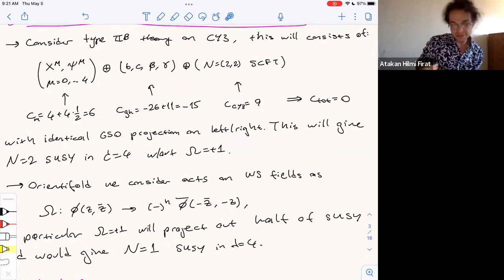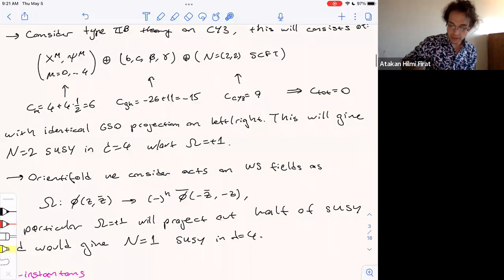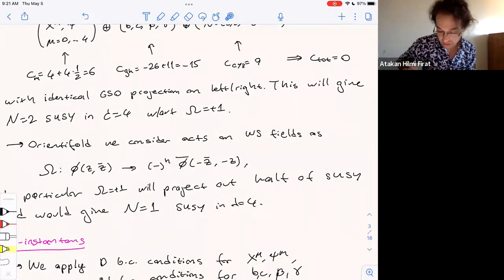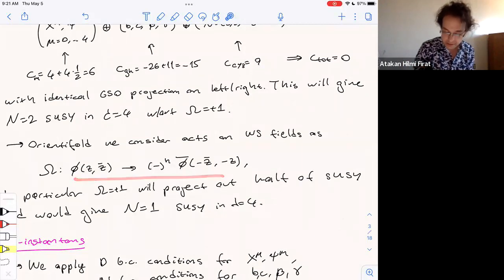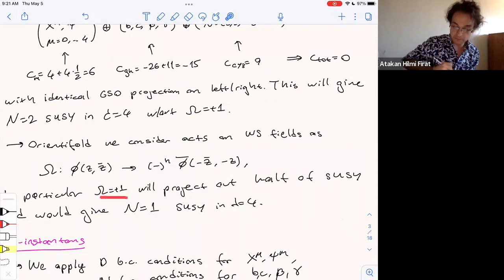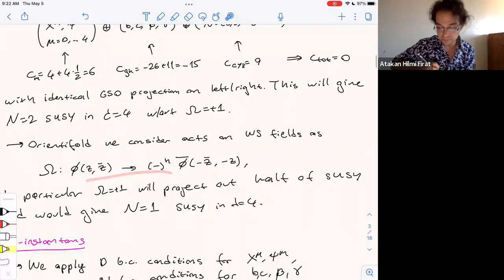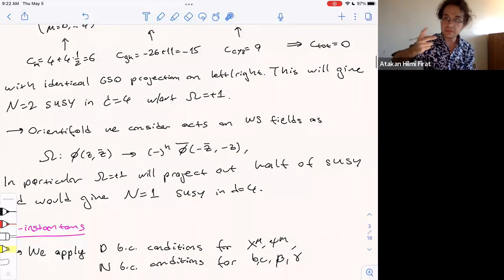So, okay, as I said, this will give N=2 SUSY and D=4. Next, I'm going to do oriented folding, which we define by this. That is, I'm going to project out to the +1 sector of this operation, and this will eliminate 4 of the supercurrents, and it will give N=1 from the N=2.